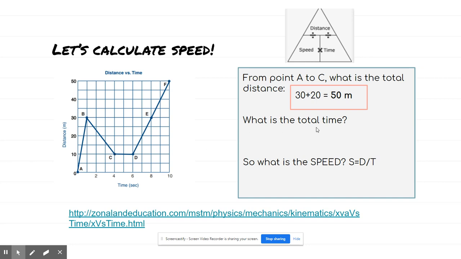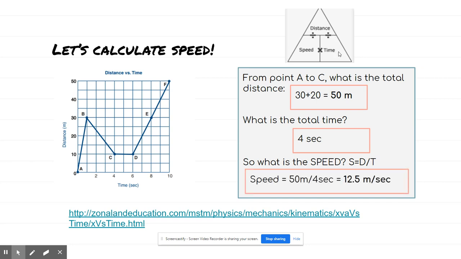What amount of time from A to C? Well, A is at 0 and C is at 4 seconds. So from 0 to 4, we have 4 seconds. Now we have to plug it in. Remember, our distance is 50 divided by our time of 4. 50 divided by 4, use your calculator, there's no problem with using a calculator, is 12.5 meters per second.